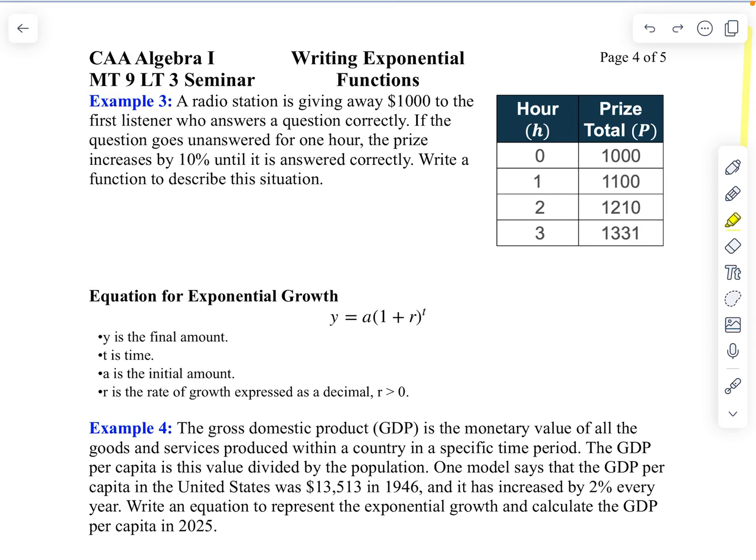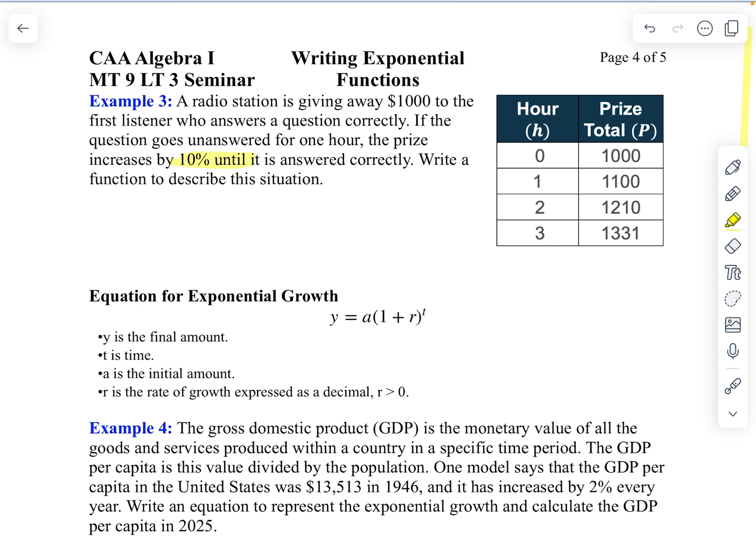In example 3, we have this scenario. It says a radio station is giving away $1,000 to the first listener who answers the question correctly. If the question goes unanswered for 1 hour, the prize will increase by 10%. That's the key, 10%. It's not going up by the same amount each time. It's going up more each time. So it's going up by 10%.